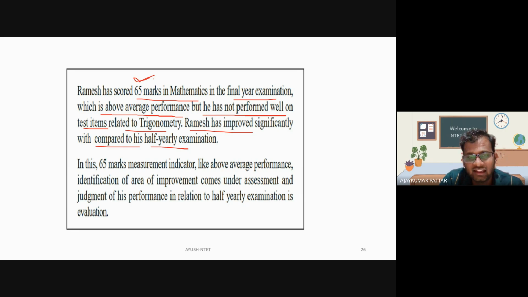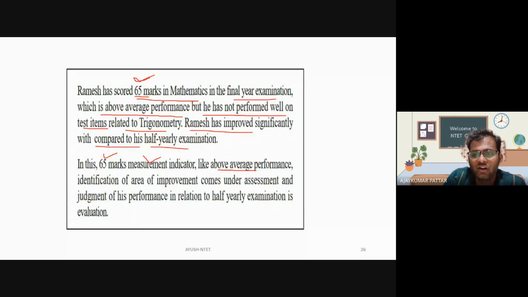Or any student, for example, Geeta scored 90 marks, Ajay scored 60 marks, Vimal scored 40 marks. So these are measurements. Simply these are measurements. The numbers, numerical, quantifying the things, that is the measurement. In this, 65 marks is the measurement indicator.